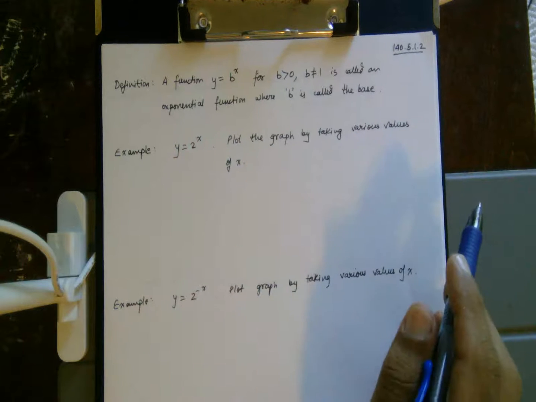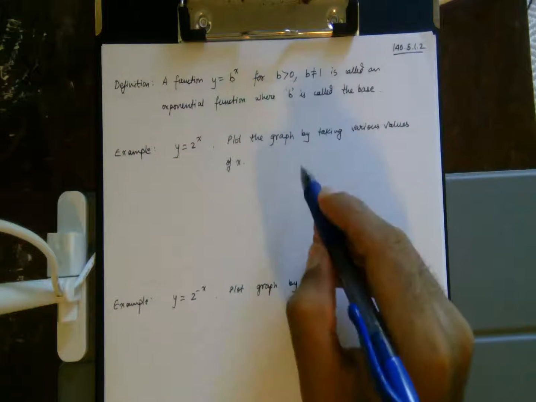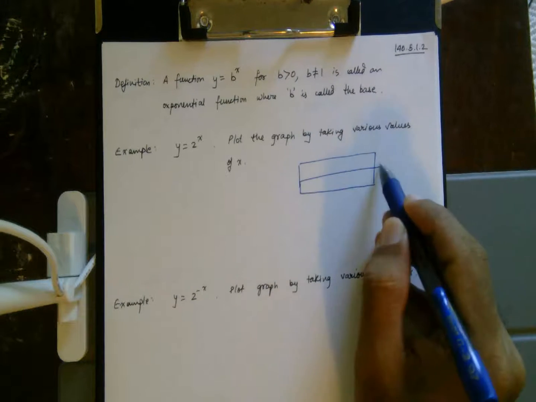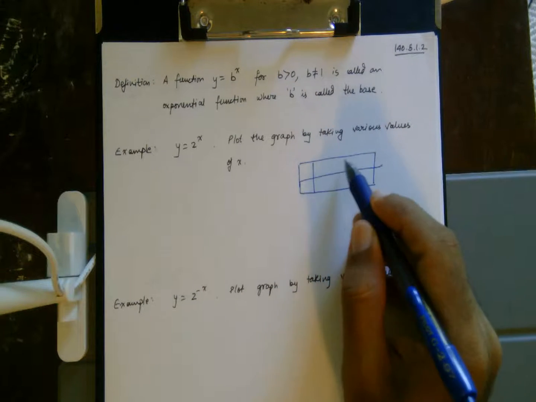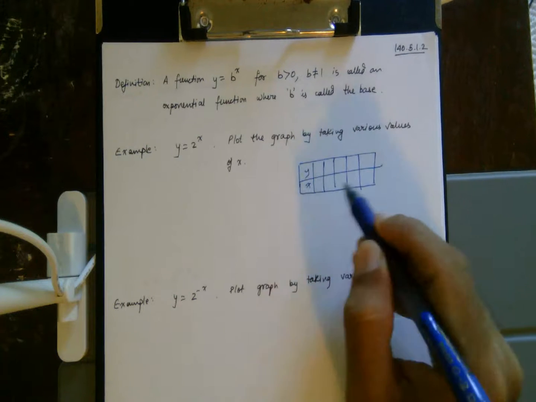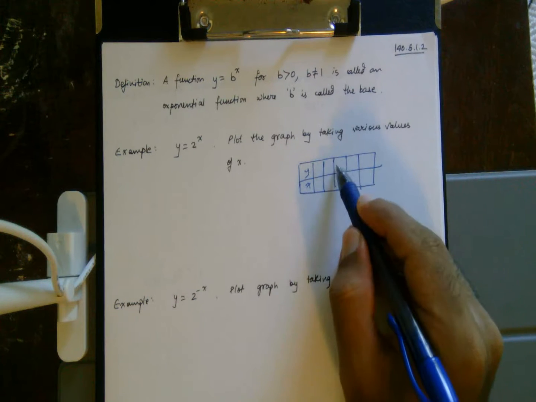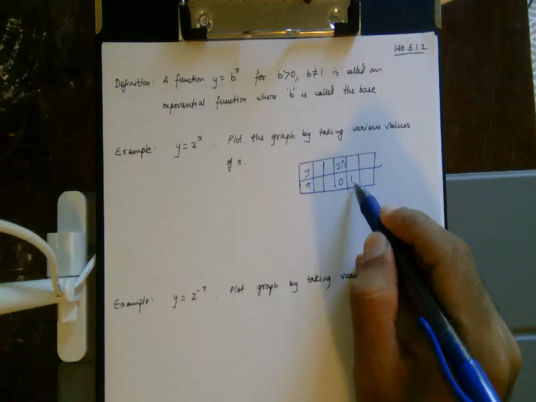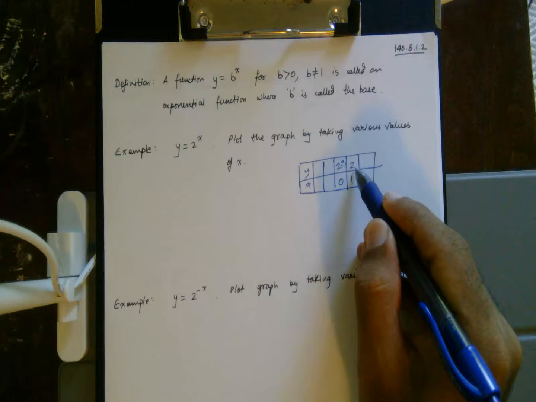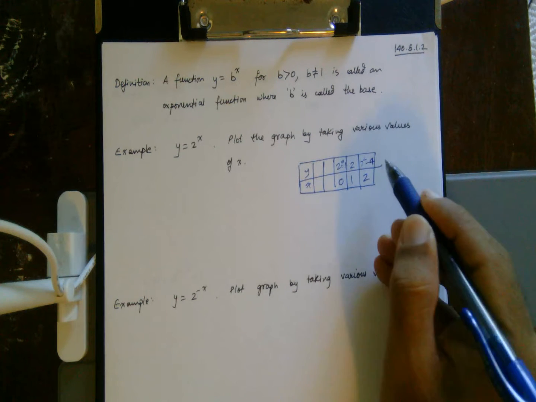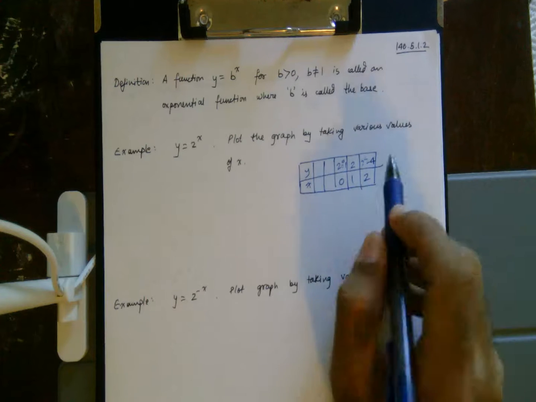Let's look at an example. y equals 2 to the x. Let's take different values of x. When x is 0, I get 2 to the power 0, which is 1. When x is 1, it's 2 to the power 1, so it's 2. When x is 2, it's 2 squared, which is 4. So you can see the values keep on increasing.